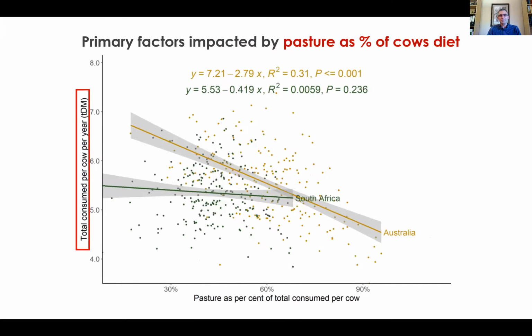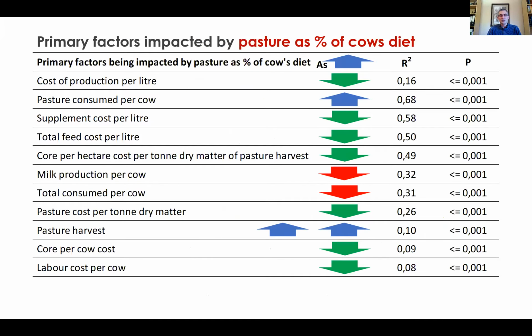This graph outlines the impact of diet pasture percent on total dry matter consumed per cow. The trend is consistent and strong in the Australian data, with increasing diet pasture percent contributing to a decrease in total intake per cow. The absence of any correlation in the South African data again highlights the bias in this data. So this table outlines the impact of increasing pasture as a percent of the cow's diet.